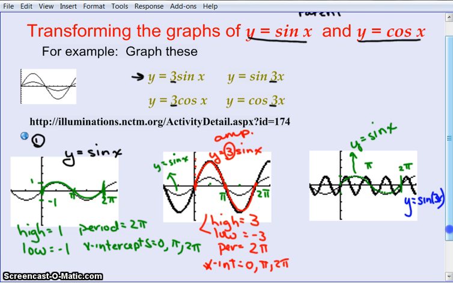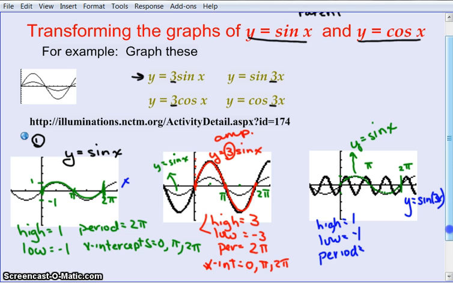So y equals the sine of 3x. What's different? Well, let's see. My high point is still 1. My low point is still -1, just as it was with my parent function on this side. My period has changed dramatically, however, because what you saw here was that my original parent finished one full cycle in 2 pi.